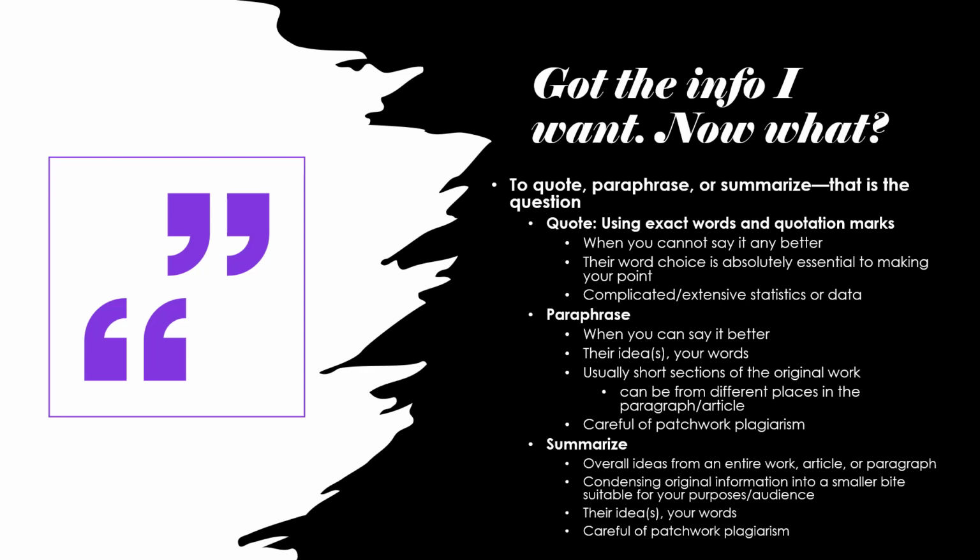Paraphrasing is the choice that we're going to make when you can say it better or just as well as the author, but using their ideas and your words. These are usually short sections of the original work, but they don't have to be one sentence followed by another sentence followed by another sentence. You might pick 3 sentences out of one paragraph that may not be right next to each other to paraphrase, because they may be doing transitions or references to a specific thing that doesn't quite apply to your paper. So you can do paraphrasing of things that aren't linearly aligned.